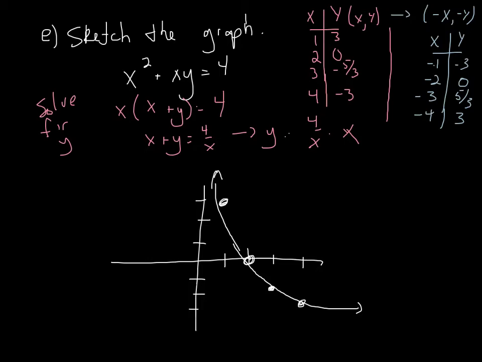Remember, this was symmetric in the origin. You've got to graph the other half too. (Negative 1, negative 3), (negative 2, 0), (negative 3, 1 and 2/3), right about there, and finally (negative 4, positive 3). Whoops, kind of missed the dot there. Let's just make the dot bigger. And there you go. That graph is symmetric in the origin.